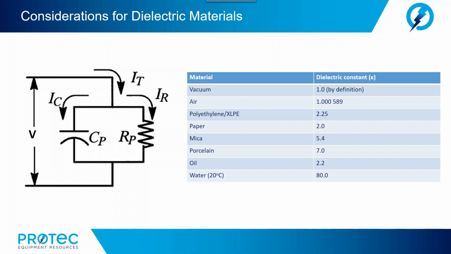Now, an important consideration for a dielectric material is its ability to support an electrostatic field while dissipating minimal energy in the form of heat. This dissipated heat or energy loss is known as the dielectric loss. The lower the dielectric loss, the more efficient or effective the substance is as a dielectric material.